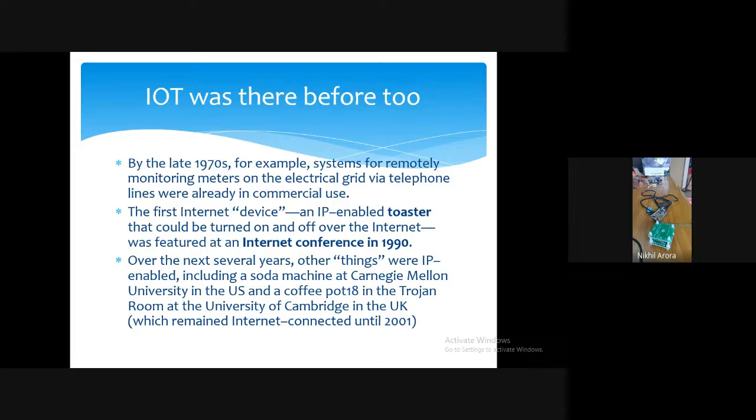There was an internet conference in which somebody demonstrated an IP enabled toaster. Okay, in the 1970s, using phone lines, meter readings were taken. Now we are thinking of automatic meter readings by Bluetooth or wireless or Zigbee or LoRa. But in the 1970s itself, many people had automated the energy meter readings via the electrical grid, via telephone. So no need to go and note down the numbers. Even in some colleges and universities, they demonstrated different IoT concepts like coffee pots and soda machines.